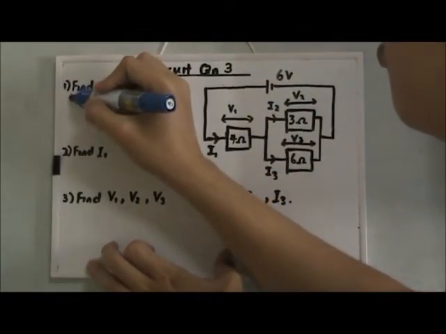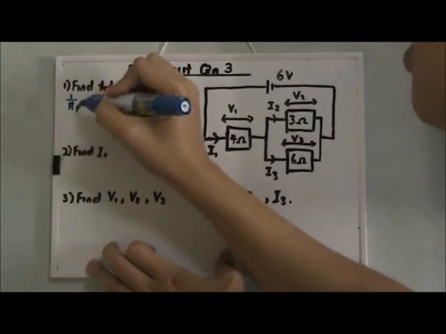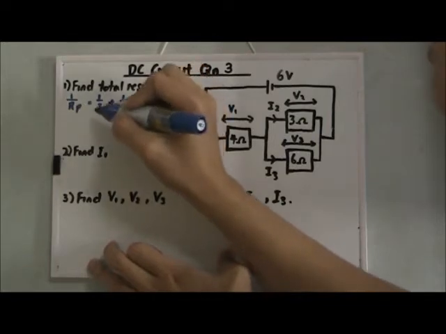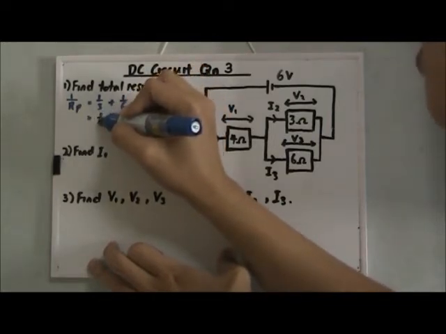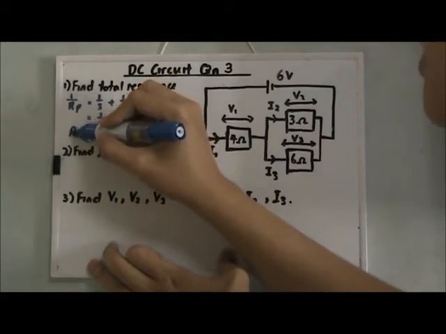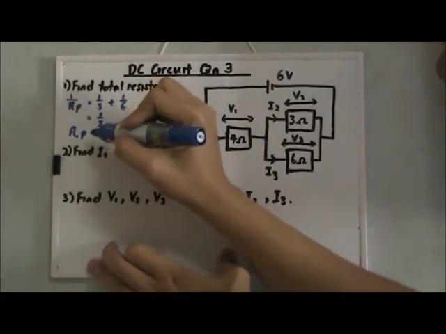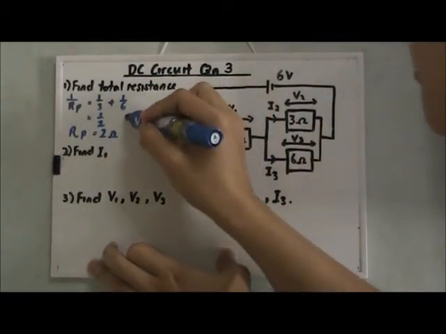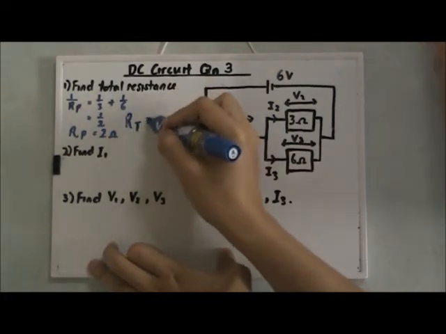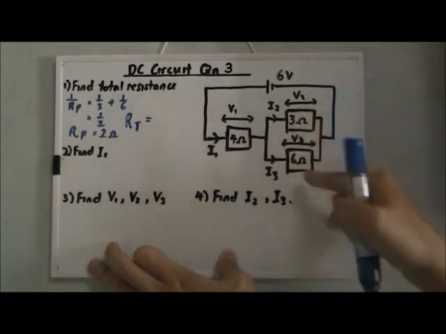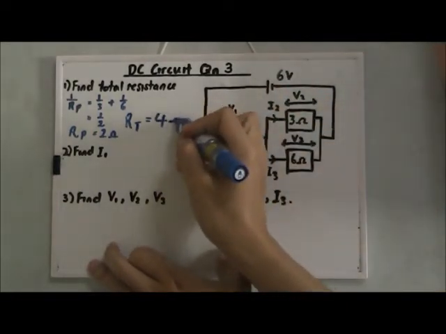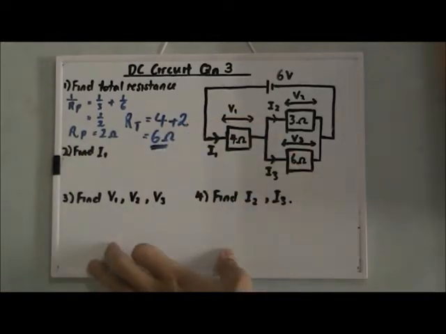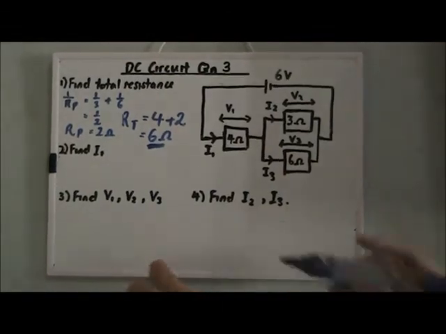So 1 over RP is equal to 1 over 3 plus 1 over 6. This will give us 1 over 2, and we can say that the resistance of the parallel branch is equal to 2 ohm. Next, to find the total resistance, we can just add 4 ohm and the combined 2 ohm, so it will be 4 plus 2, which gives us 6 ohm. So now the combined resistance is found. We move on to question 2.